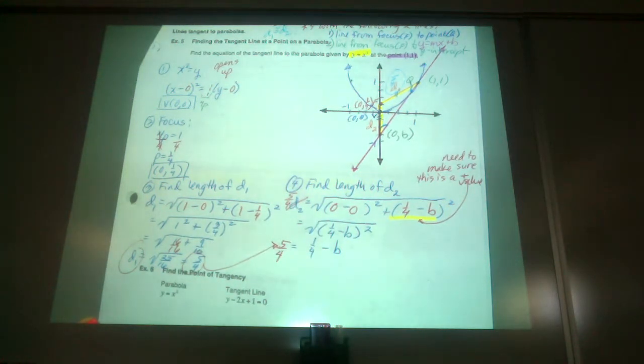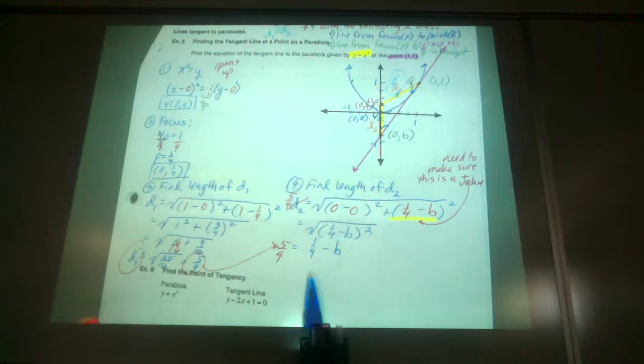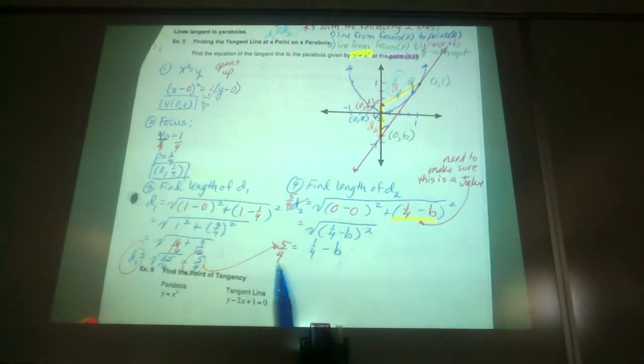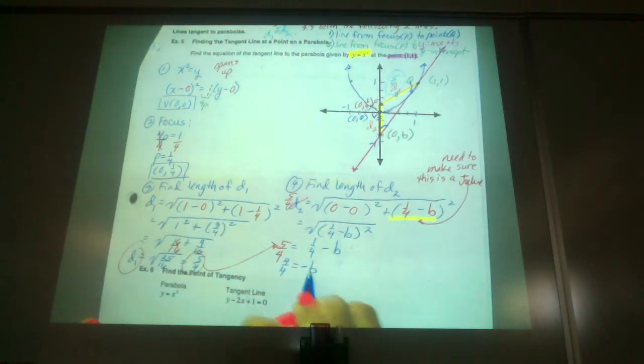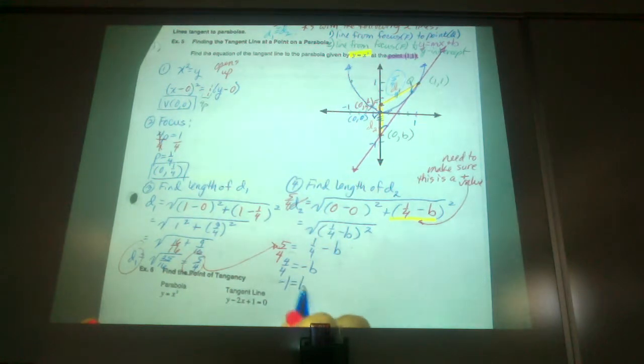How do you solve for b? Subtract 1/4. Wouldn't that give me 4/4 over here, equals negative b? How do you solve for positive b? Multiply by negative 1. This is a value of 1, isn't it? So 1 times negative 1, doesn't b turn out to be negative 1? Is that the value that we expected to have for b?